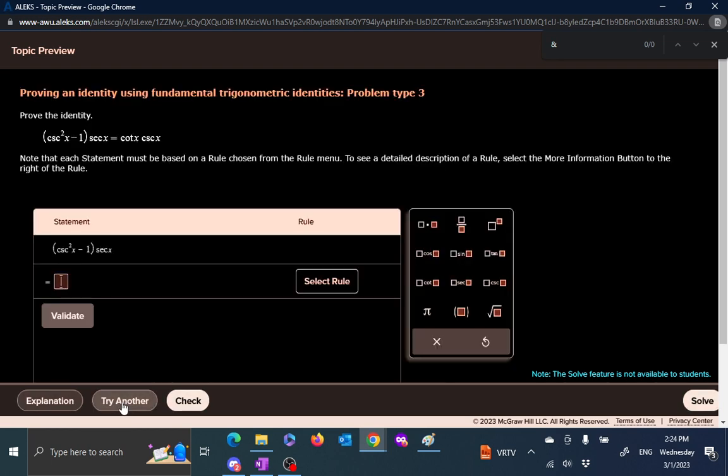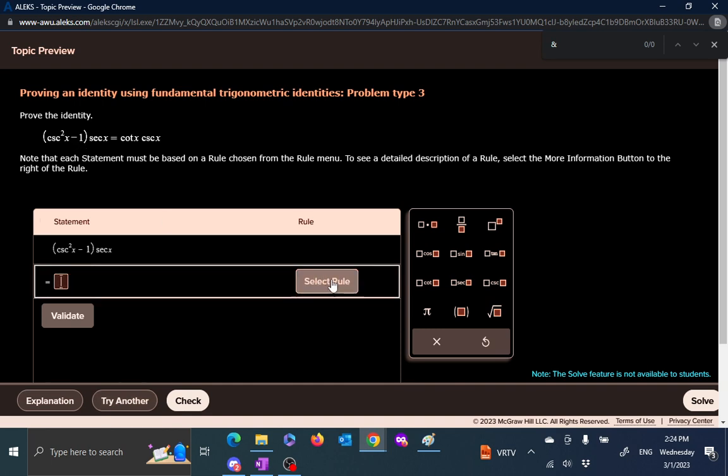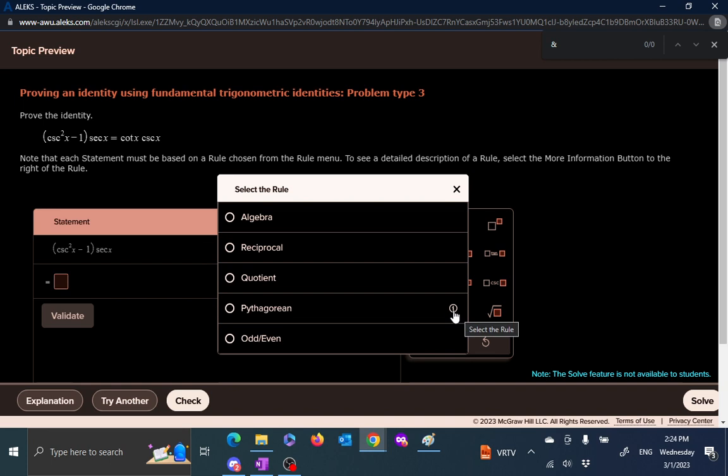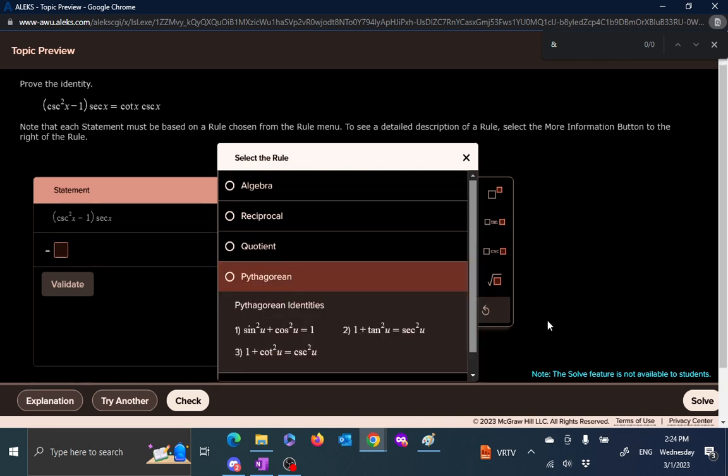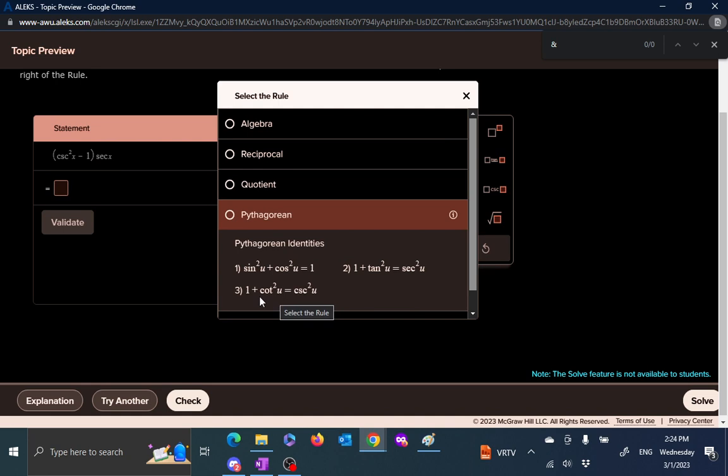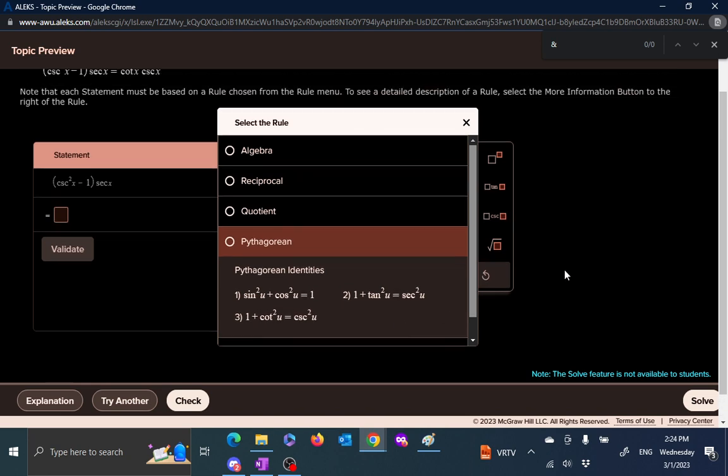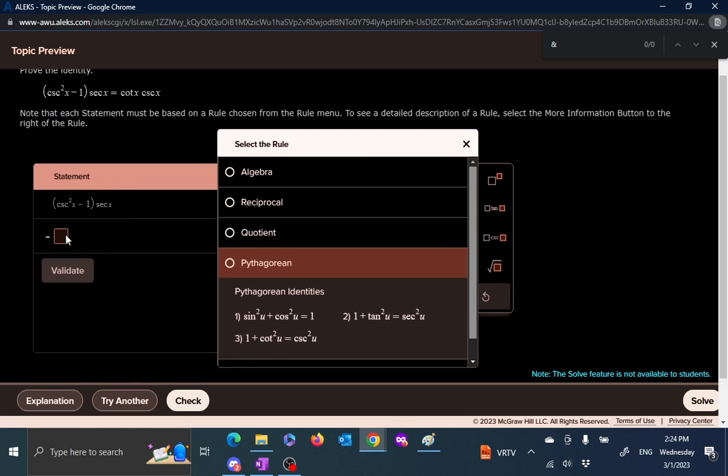Let's see. This is close to what we had. Cosecant square minus 1. Cosecant square minus 1. That is looking like a Pythagorean identity. Cosecant square minus 1, if I take the 1 to this side, I get just cotangent square. So let's go ahead and write that. I have cotangent square.